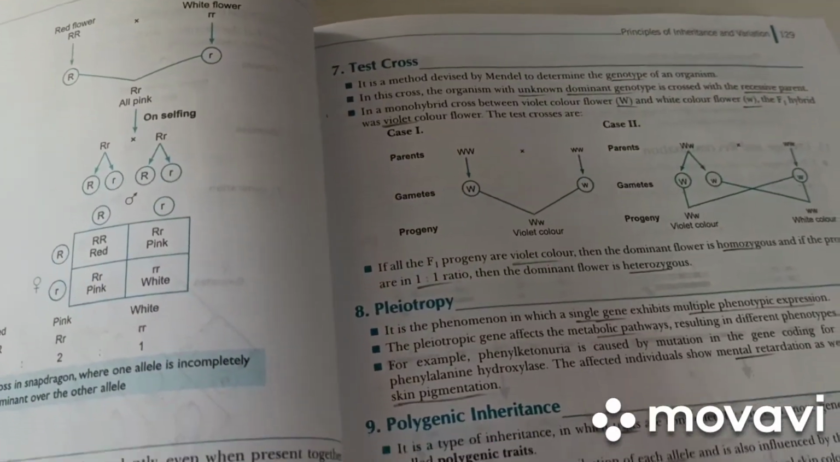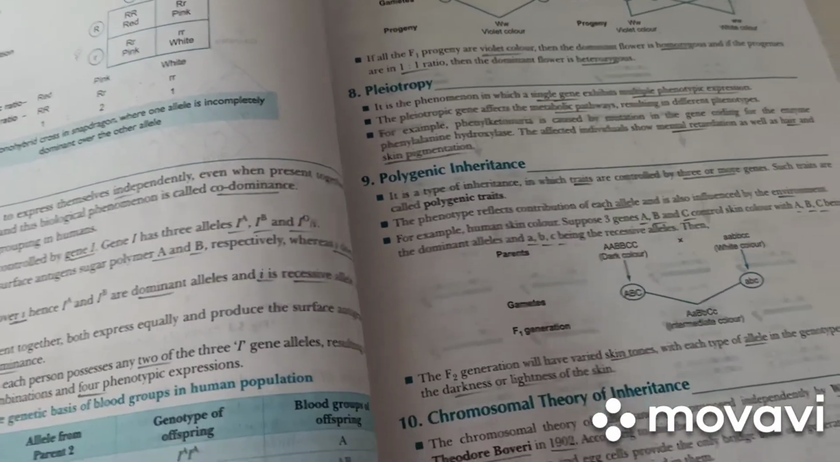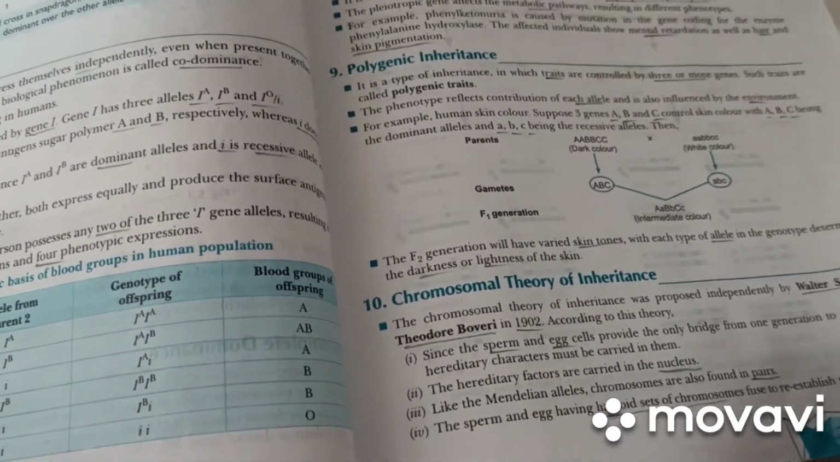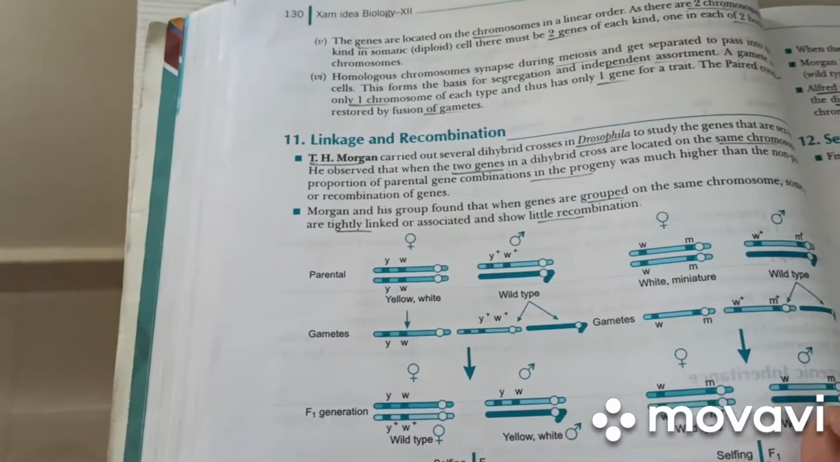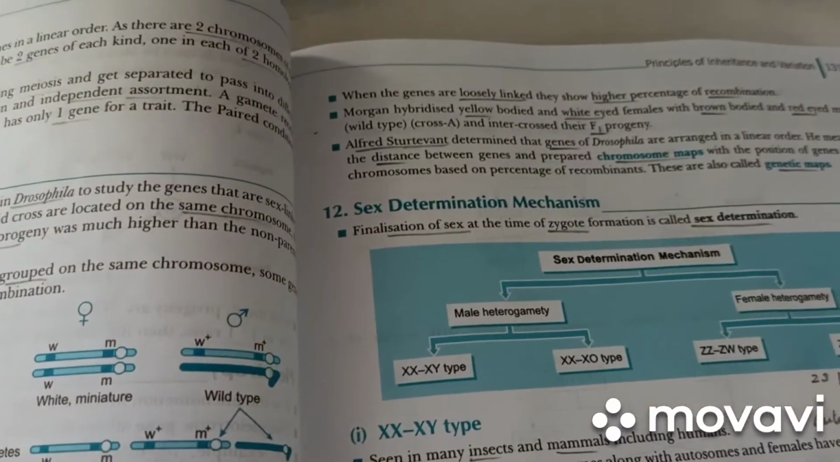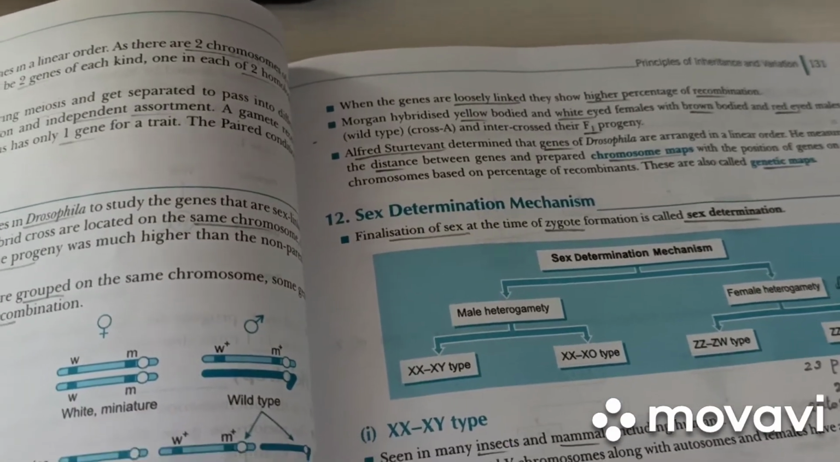First one, it was codominance. Second, it was test cross. Third, pleiotropy. The next, polygenic inheritance. The next topic, it was chromosomal theory of inheritance. The next, linkage and recombination. The last topic, it was sex determination mechanism.